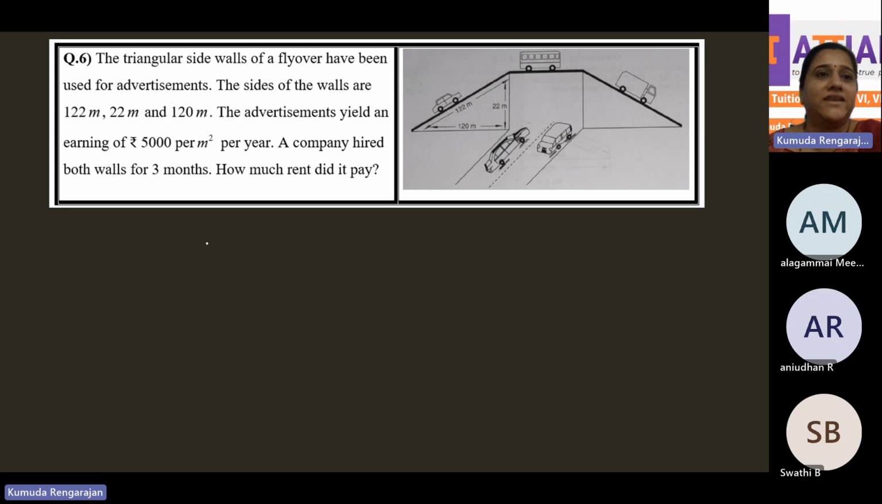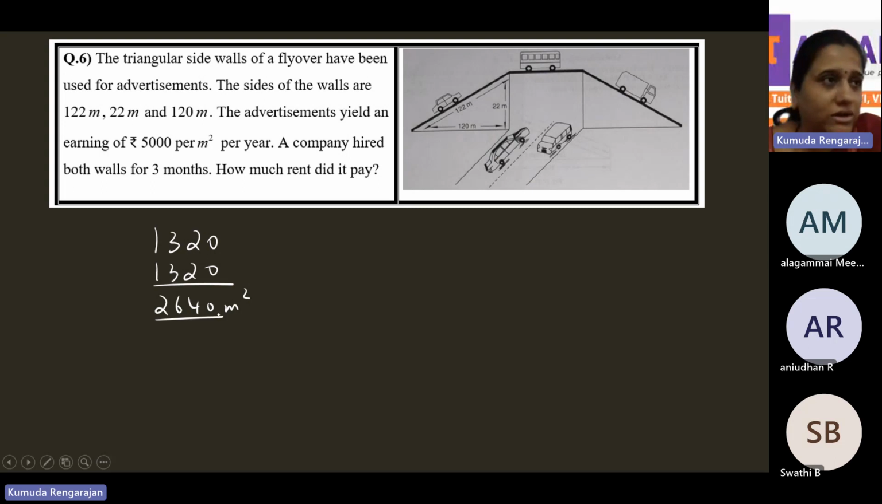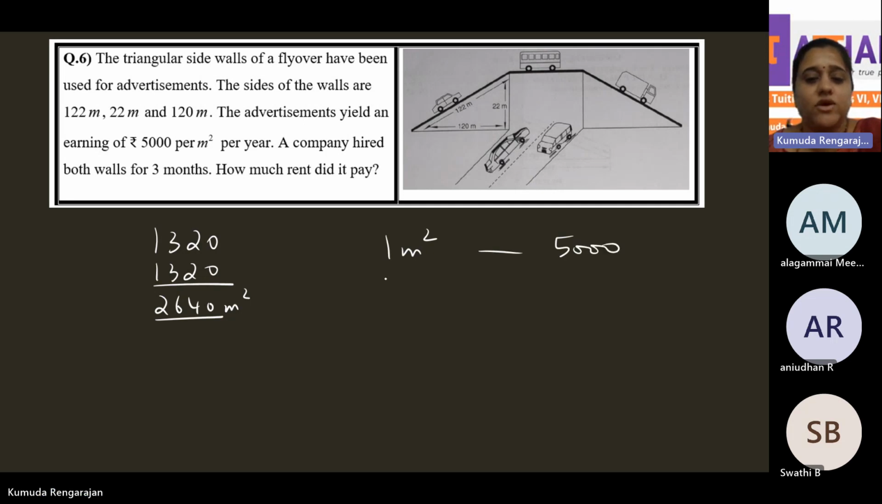Wipe out everything. What is the area? 1320 meter square. Another 1320 meter square. So 2640 meter square. This is the total area, correct? For this area, it has to pay rent for 3 months. So for 1 meter square, it is 5,000 rupees. So for 2640 meter square, it will be 2640 into 5,000.